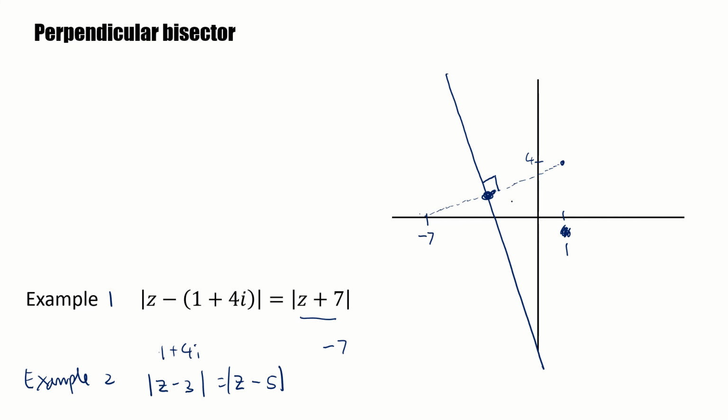But if we look at example 2, we know the point 3 is there, we know the point 5 is there, and because our 2 points are horizontal to each other, the perpendicular bisector will be vertical, and therefore its midpoint is going to be 4 as well, so it's going to be a vertical line going through 4. That's important because in that case you are expected to know where the real axis intercept is, because it's obvious.